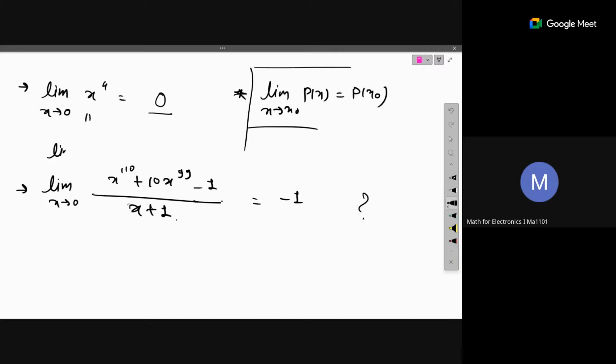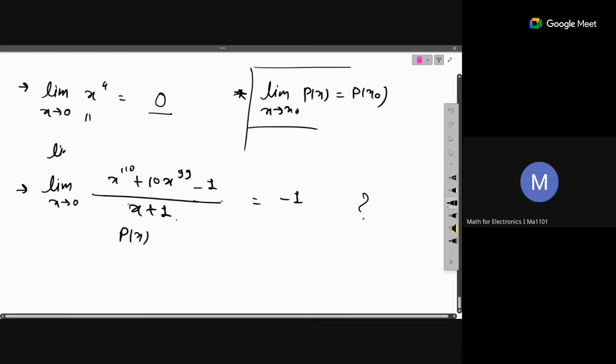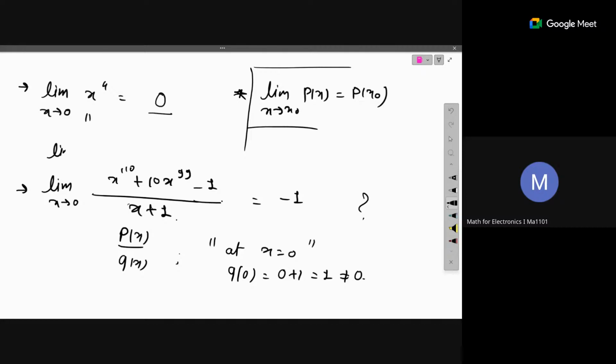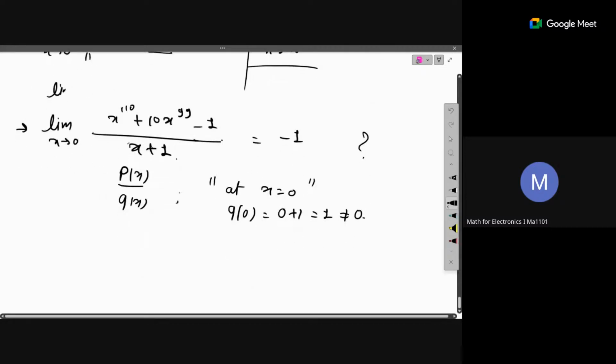Now here it is a rational function. That means it is a function of the form p of x upon q of x. And the limit is asked at x equals 0. So at x equals 0, q of 0, which is nothing but 0 plus 1, is equal to 1, not equal to 0. And we know that whenever we have a rational function in which the denominator is not vanishing at 0, it will be continuous, right? So the limit was nothing but just substitute 0 in place of x. You will get -1. Okay. So it's an easy example.